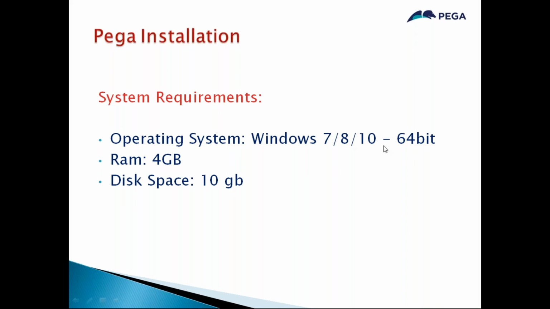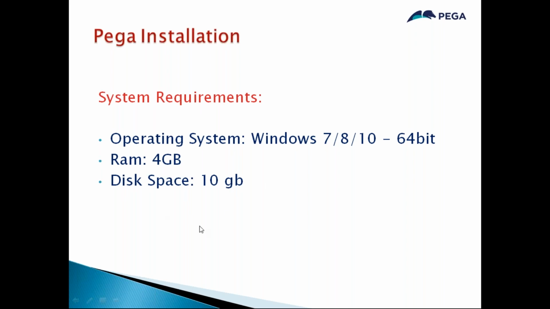So any Windows operating system, or if you have any Mac operating system also, you can install this Pega. RAM is 4 GB minimum. This is the minimum size. If you have less than 4 GB, sometimes it may not support. Okay, so make sure you are using minimum 4 GB RAM, and free space in any drive, 10 GB free space is required. Okay, so these are common in any system nowadays.